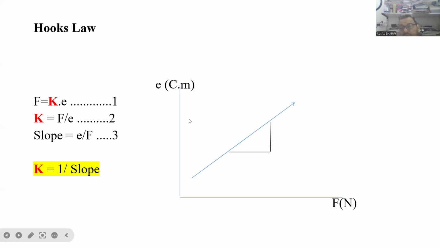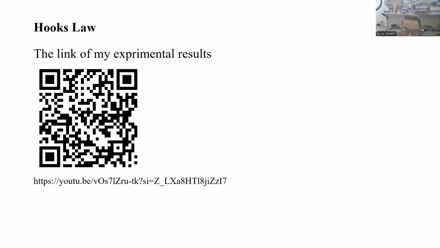Slope from tan theta equal extension divided by F. By taking a look at equations 3 and 2, we will have this conclusion: K equal 1 divided by slope. By that, slope calculation is very necessary to be able to calculate the K constant.